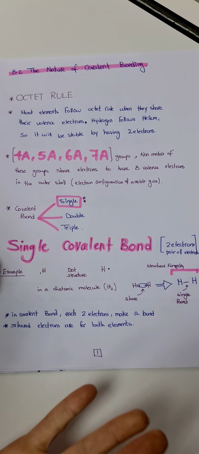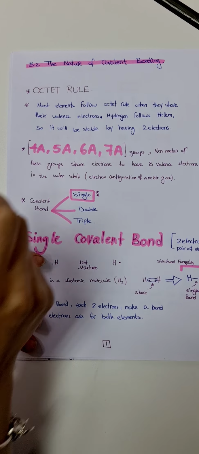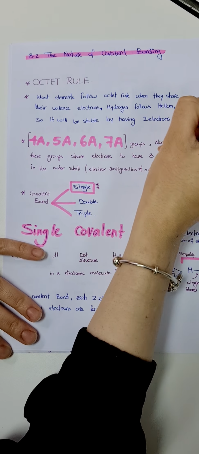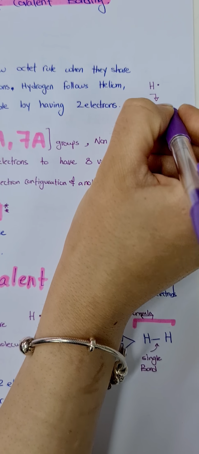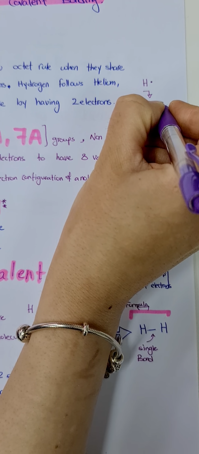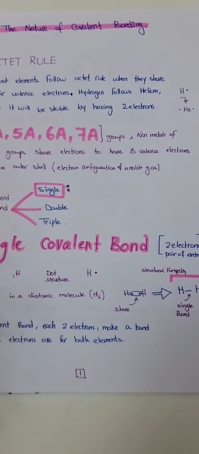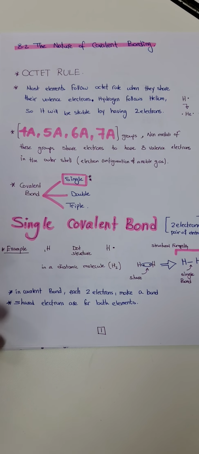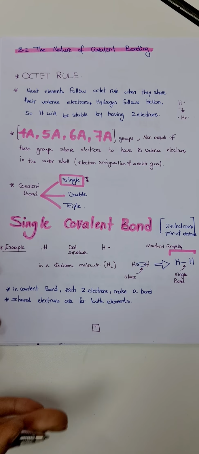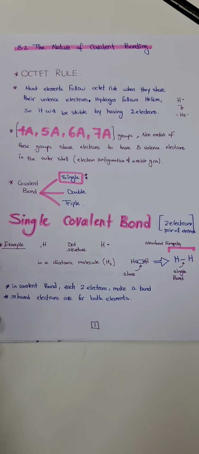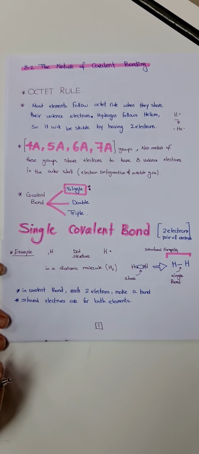to make them within the same configuration as the nearest noble gas, except for hydrogen, because hydrogen has only one valence electron, so the hydrogen tries to be like helium that has 2 valence electrons. So hydrogen tries to be stable by having 2 valence electrons. Now, the maximum amount of bonds a certain element can form is the amount of bonds that can make it have 8 electrons only. More than 8 electrons is not acceptable, and for hydrogen the maximum number is 2 electrons.